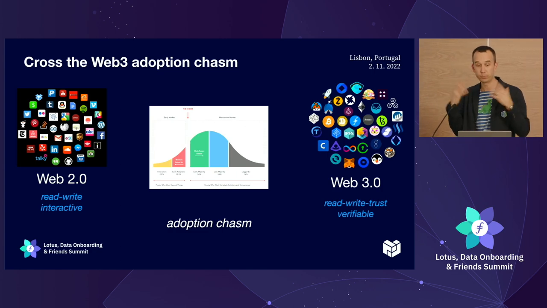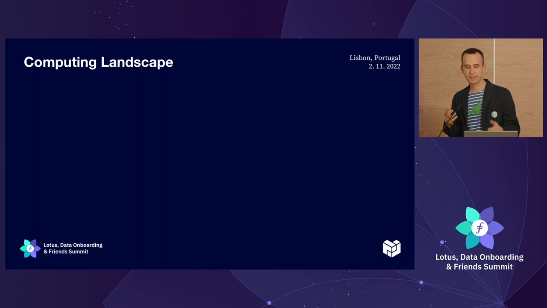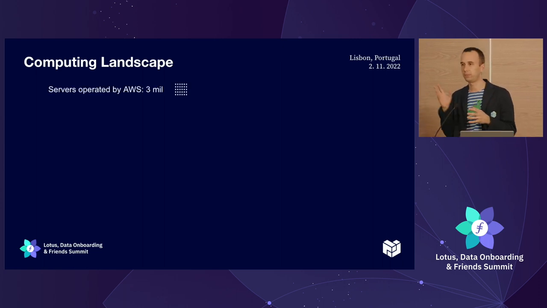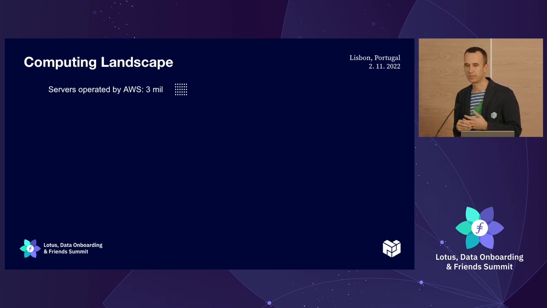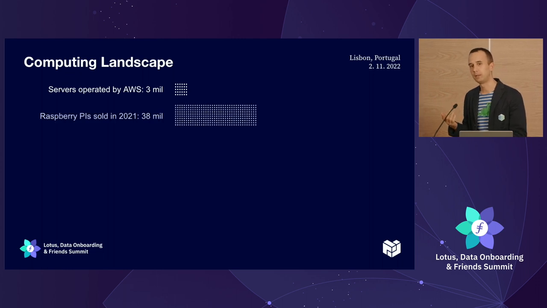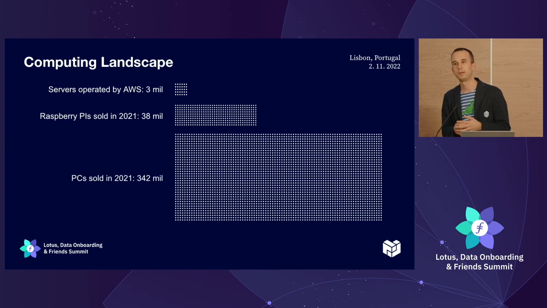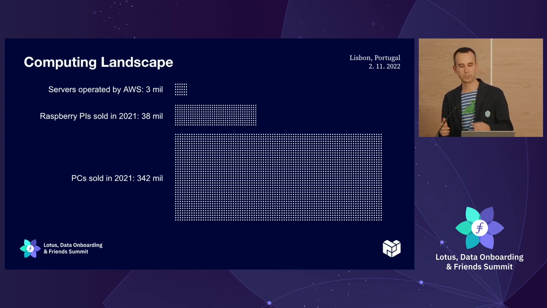And the opportunity here is great, because if you look at the current computing landscape, we have about 3 million servers running in data centers of AWS, which would be the L1 nodes or the Web2 technology running out there. But now compare this to the number of Raspberry Pis sold in the last year alone. That's 10 times more. And it's still nothing compared to the amount of personal computers sold. So we have hundreds of millions of PCs running out there and not being used to their full potential.